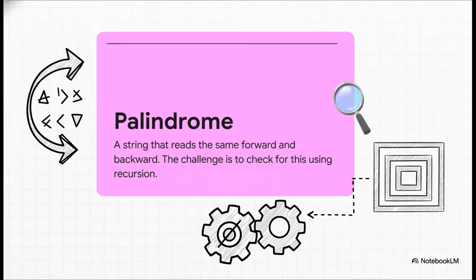But here's the twist. The real challenge for us today isn't just spotting a palindrome. The goal is to solve this using a very specific, and I think very elegant, technique called recursion. And this is the important part, we have to do it without using any standard loops. That's the key rule here.